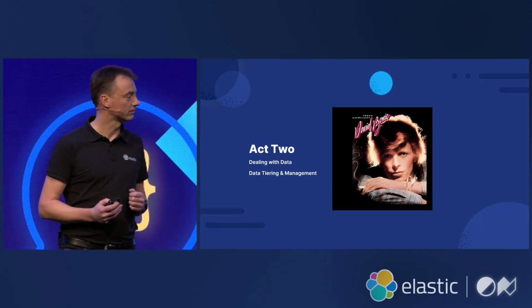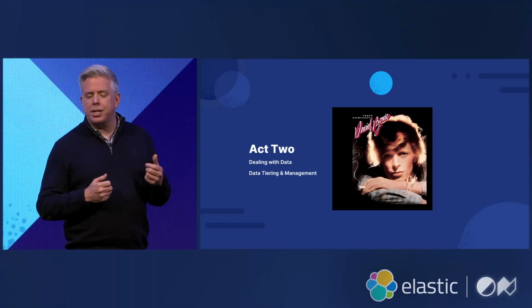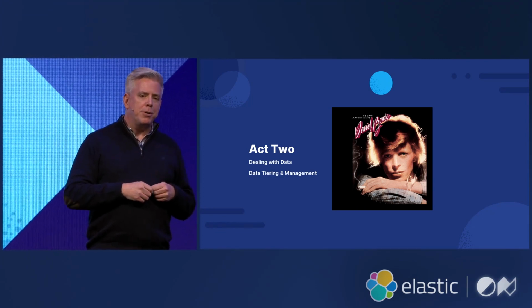So, as we move on into Act 2, David Bowie's album, The Young Americans, was a stepping stone away from his Ziggy Stardust roots and signaled the maturity of the scope, the depth, and the variety of his work. And so likewise, Elasticsearch introduced data tiering, or ILM, and this marked the start of thinking about how we manage extensive data sets for extended periods of time.